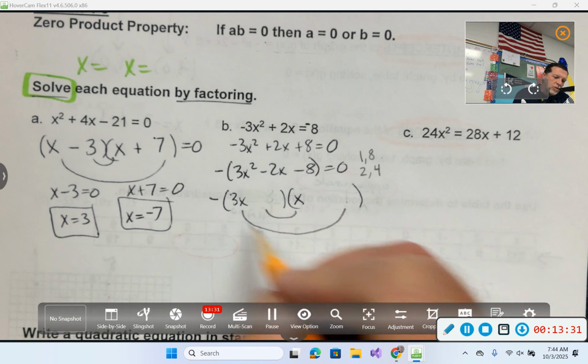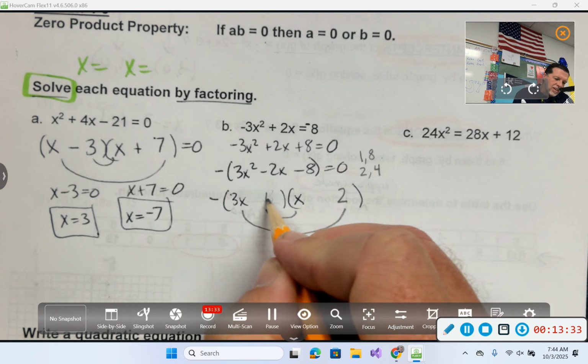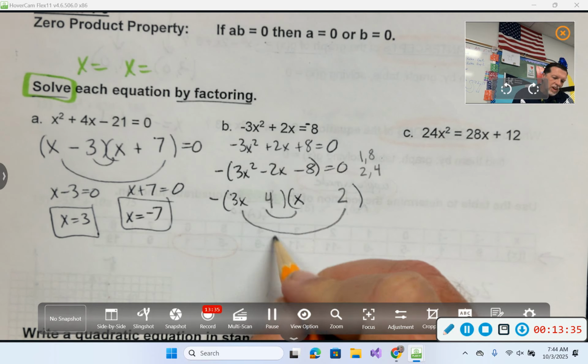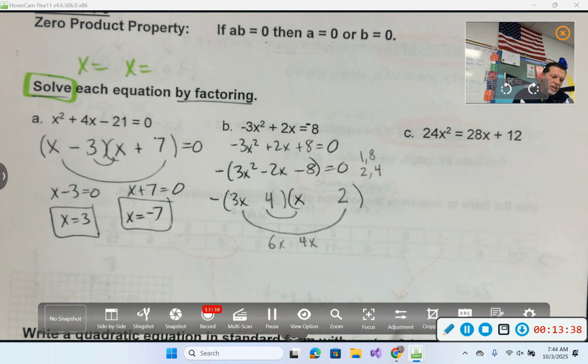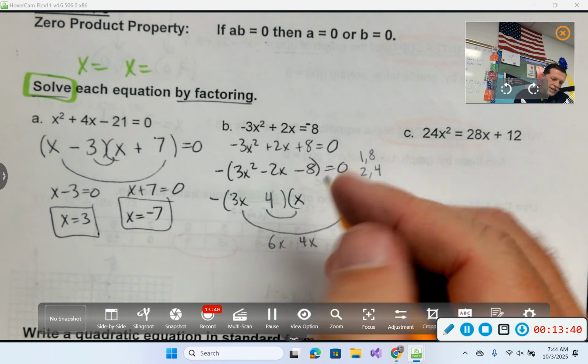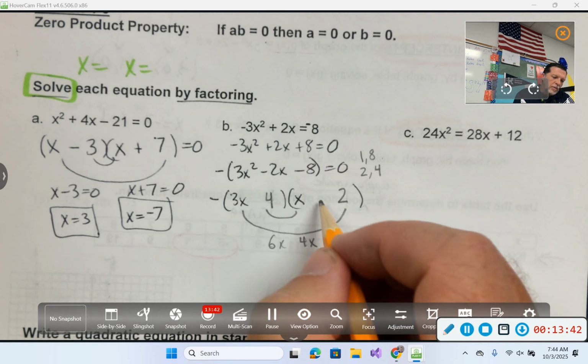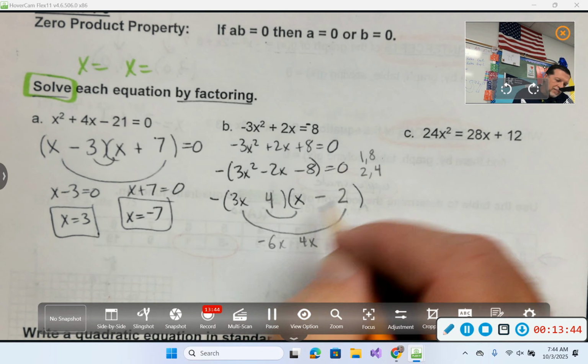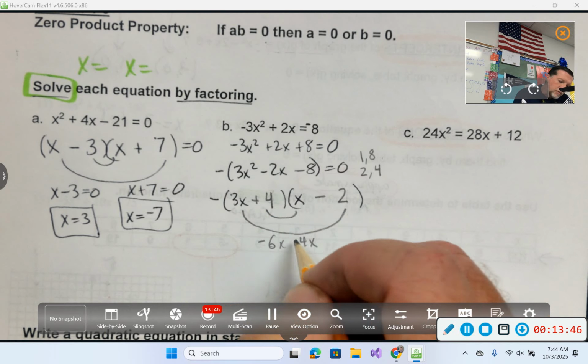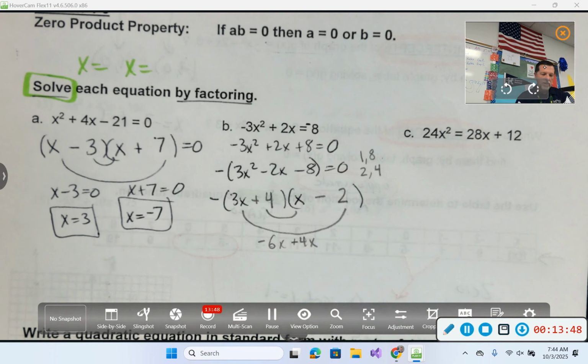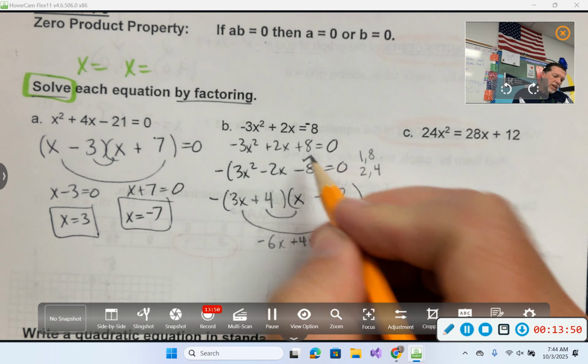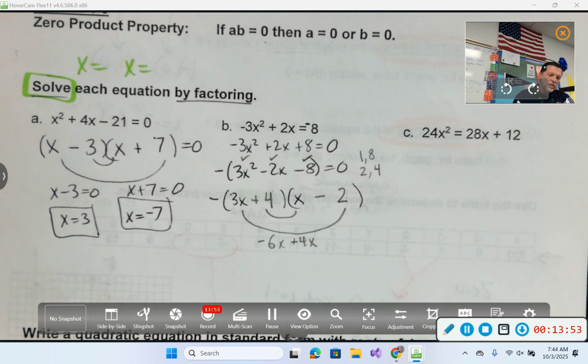The 2 and the 3 would make 6. So yeah, that's 6x and 4x. And if I want a negative 2, because that will make negative 6x, positive 4 will make it plus 4x. 4 times negative 2 is negative 8. So it all checks out.